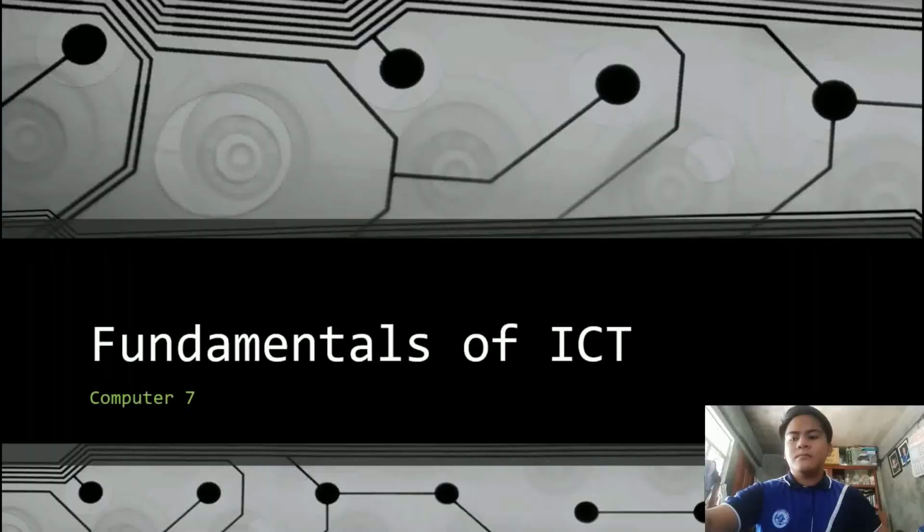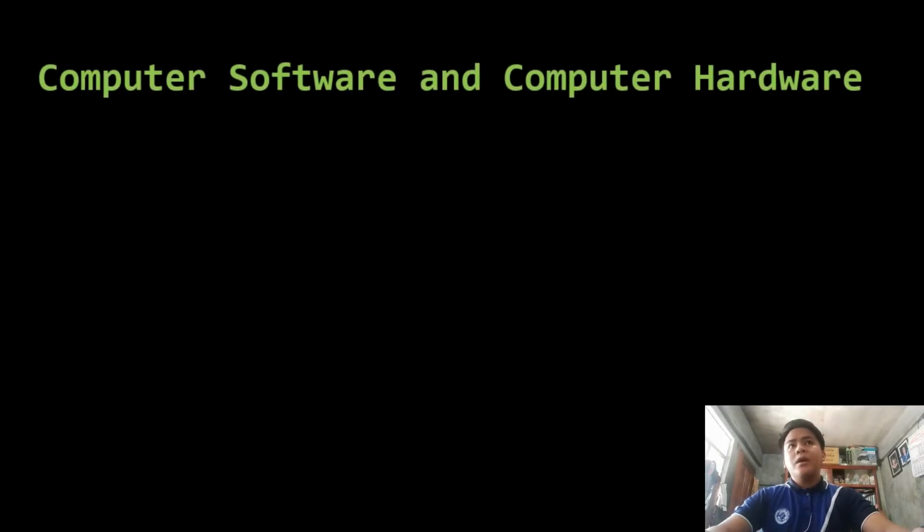So this is now week number 5, day number 2. Okay, day number 2. Now let us start. Last meeting, we have discussed already the computer software and computer hardware on week number 4.